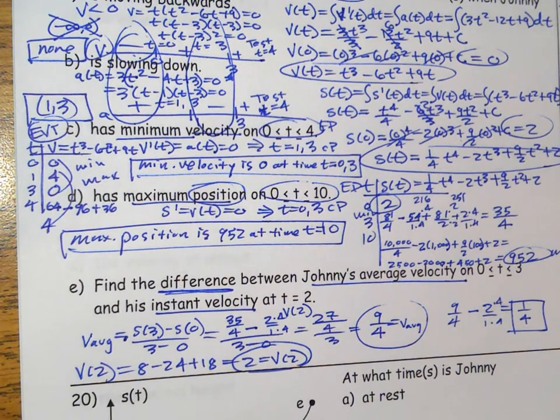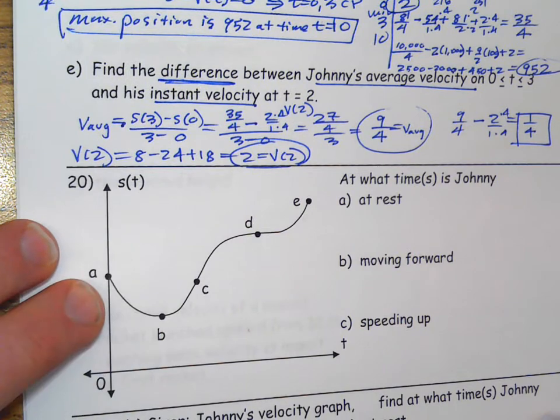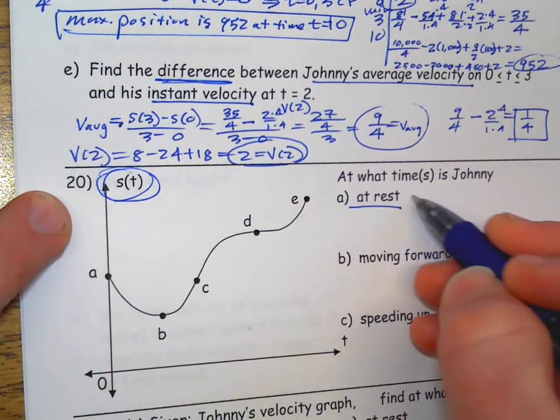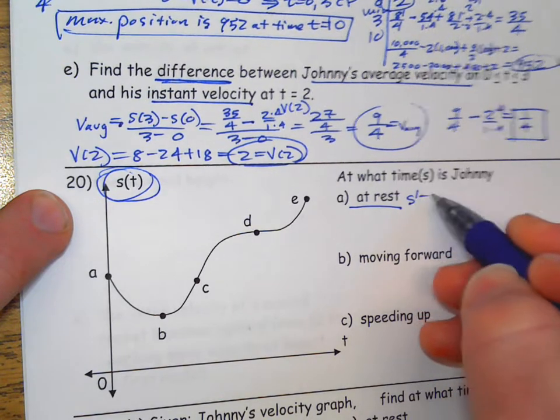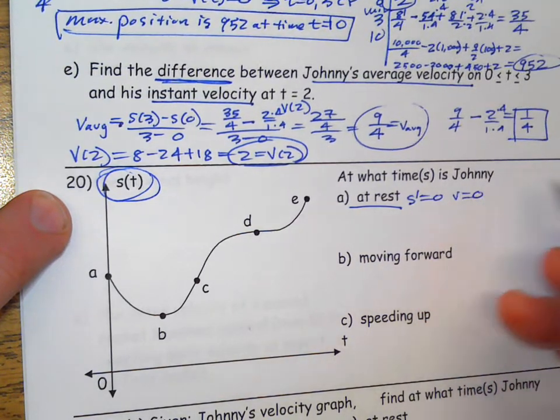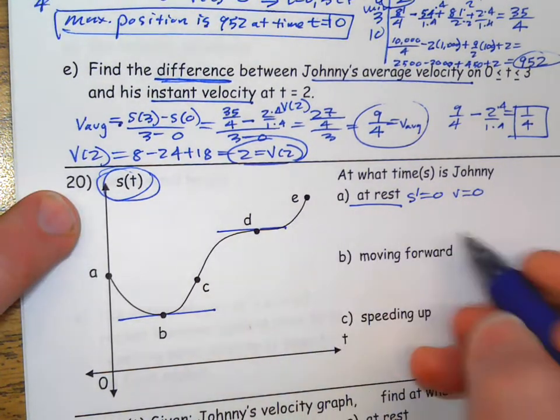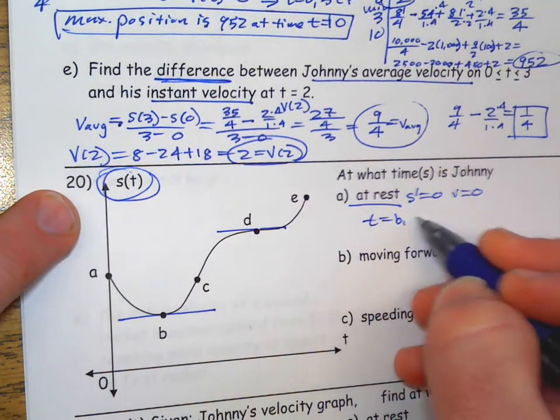Okay. All right. From a graph, answer some questions. What time, this is a position graph. What time is Johnny at rest? So that'd be S prime equals 0, velocity equals 0. The slope of this graph is 0. So I'd say B and D. T equals B and D.